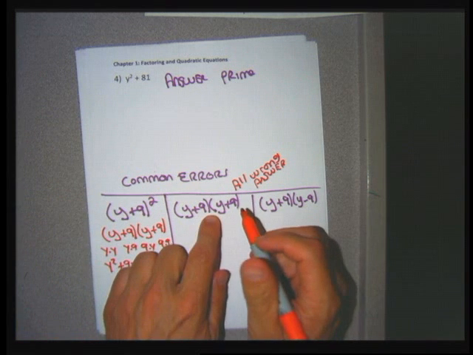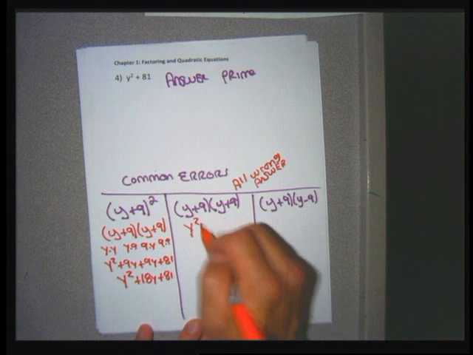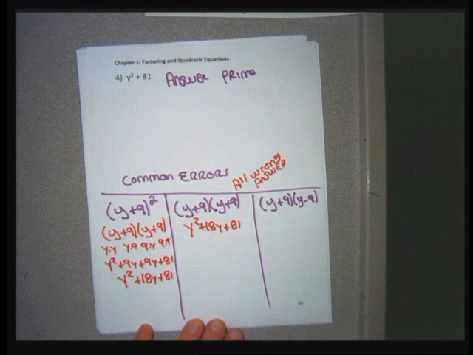Similarly, this is going to FOIL into the same thing because these are equal to each other, they're just written differently. So that's also going to FOIL into y squared plus 18y plus 81. So that's also not right.